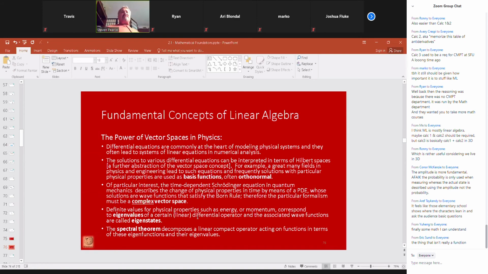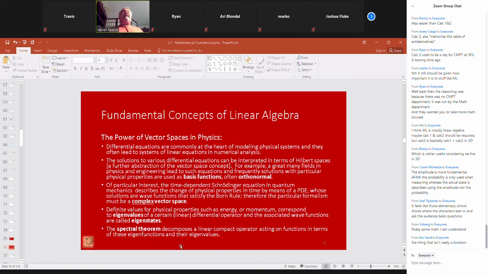And so the power of vector spaces in physics is that differential equations are commonly at the heart of modeling physical systems. Almost all, like climate modeling, economic forecasting, you name it, it's all based on differential equations. Why? Because they're about related rates of change. The solutions of various differential equations actually give rise to huge sets of linear equations. What is the point of linear algebra? What is the central concept underlying linear algebra? Vector spaces.